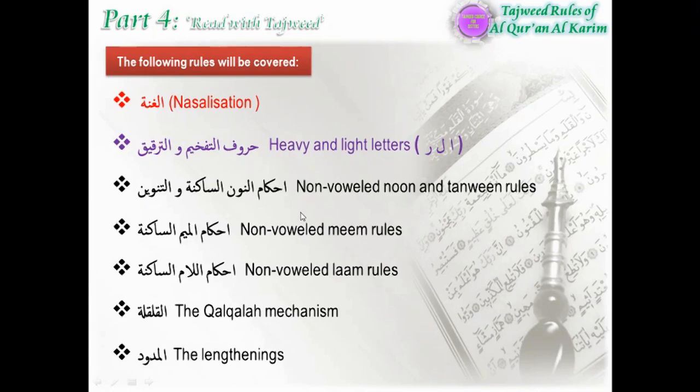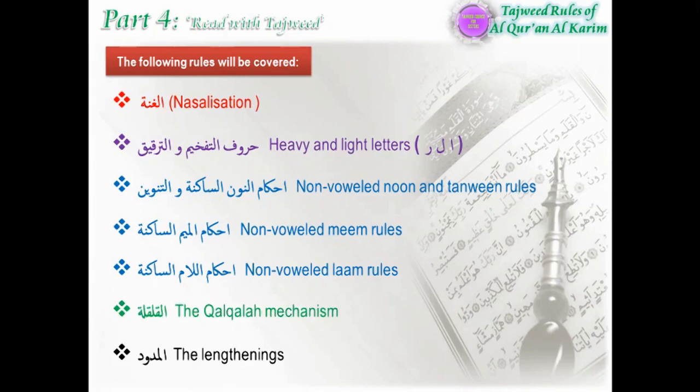We will look at احكام النون الساكنة والتنوين, non-voweled noon and tanween rules. There are 4 in this category, inshallah, and we will study them individually under this heading. We'll also look at احكام الميم الساكنة, the non-voweled meem rules. There are 3 under this heading, inshallah we will study. احكام اللام الساكنة, and this is the non-voweled laam rules. We covered laam التعريف, which was the definite article al, but inshallah there are 2 more rulings that we will look at under this heading, inshallah.